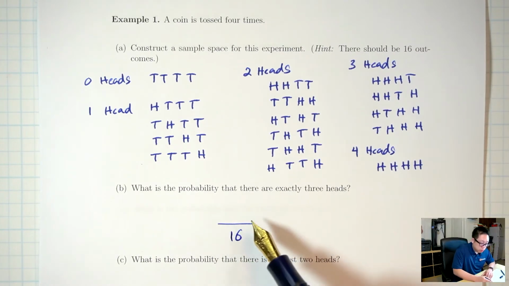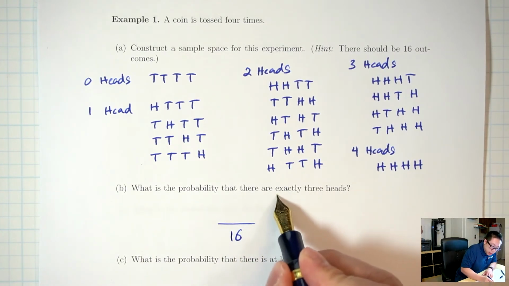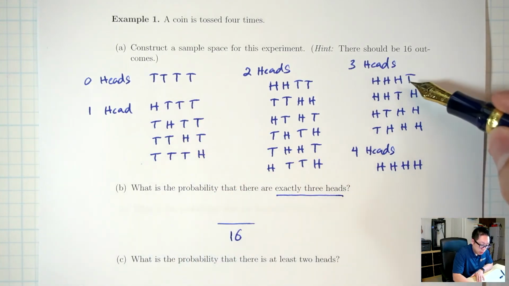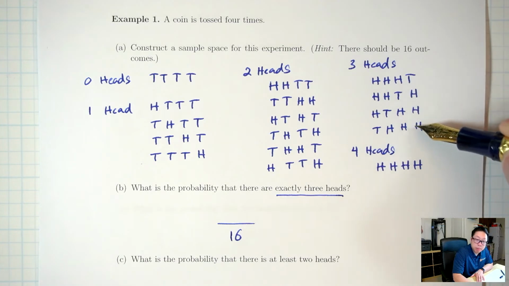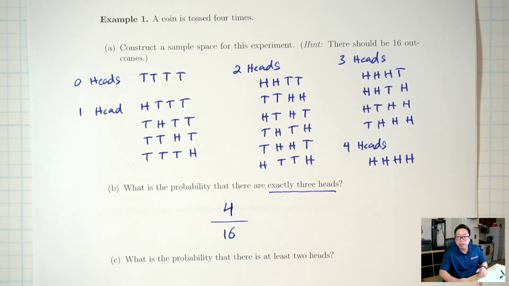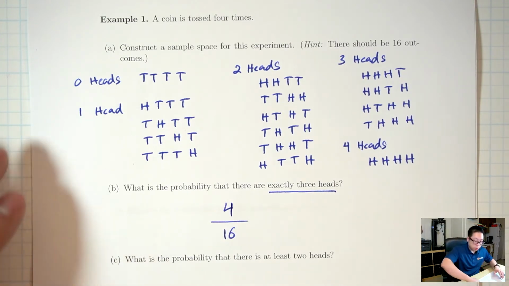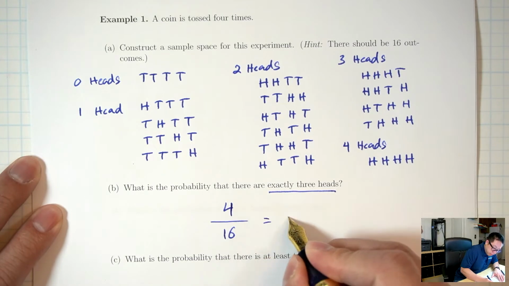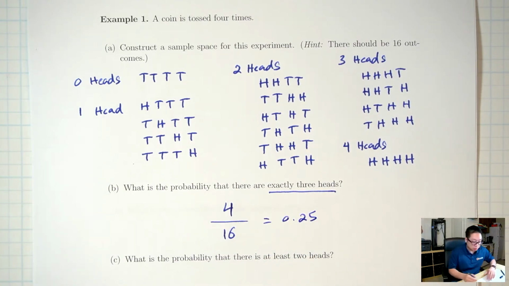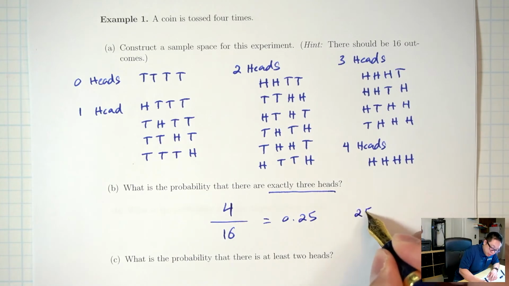And then for the top, we just count. How many have exactly 3 heads? So exactly 3 heads would be these, 1, 2, 3, 4. Okay, so 4 out of 16. Okay, 4 out of 16 as a decimal would be 0.25. Okay, which as a percent would be 25%.